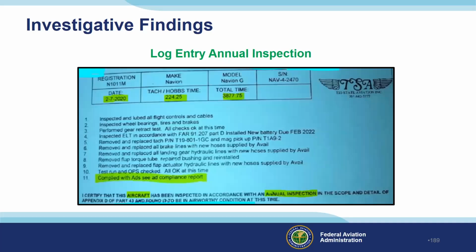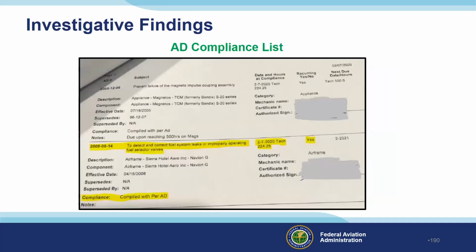Here's the log entry for the annual inspection. It says complied with ADs, CAD compliance report. Here's the AD compliance report. There's the AD. It says to detect and correct fuel system leaks or improperly operating fuel selector valves. It's recurring AD. And it said complied with per AD.